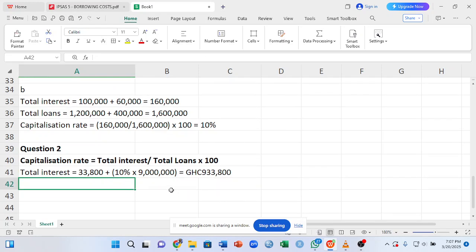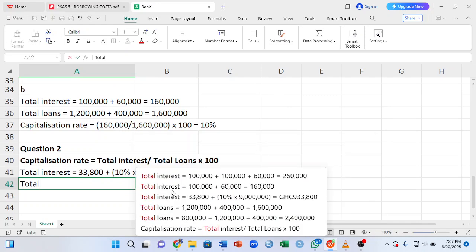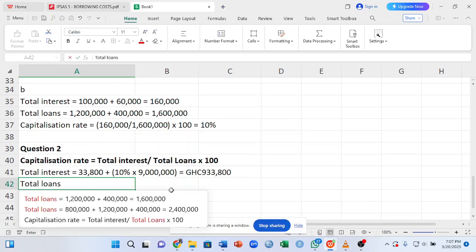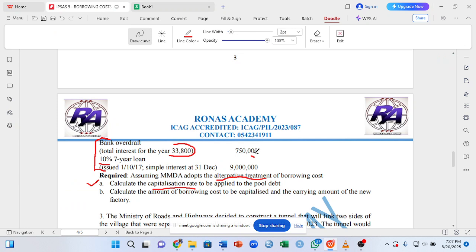Okay. Then we calculate for total loan. Please ask if someone is mentioning, someone will also cross check if you are right, so that we don't have to come back again. I'm not saying you are wrong. I understand. We'll pick the bank overdraft, which is the 750, and then we'll add the 7 year loan.